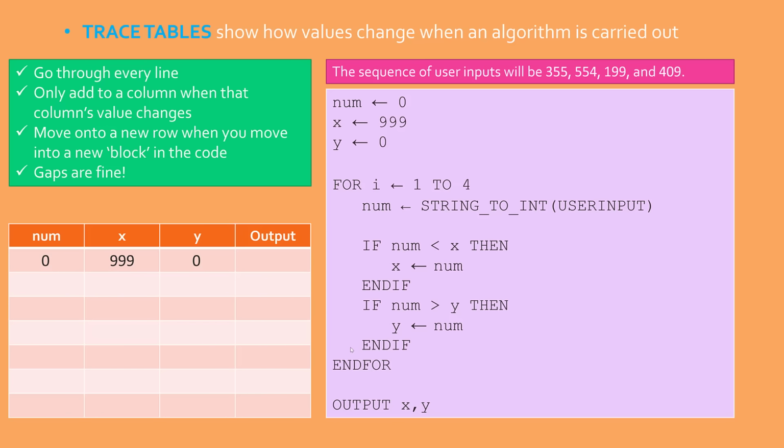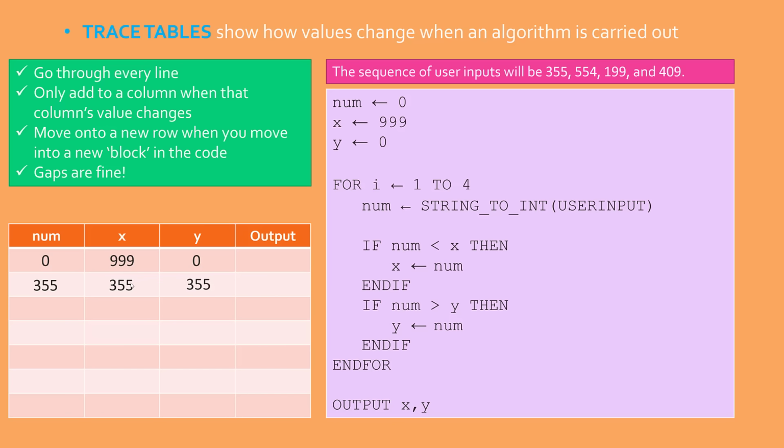But when you move into the for loop, we haven't got a choice because we've not got any space, but you have got to move into a new line because it's a new block of code. So with our first input, 355, 355 is less than x, and so we set x and actually y as well to be none.